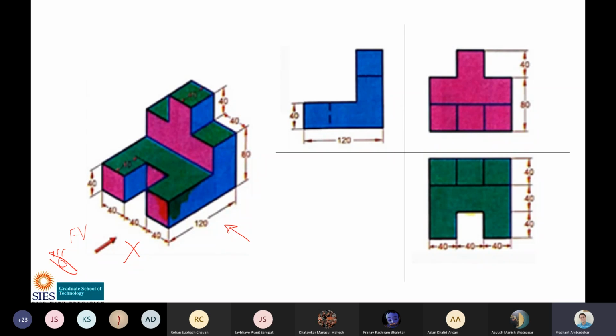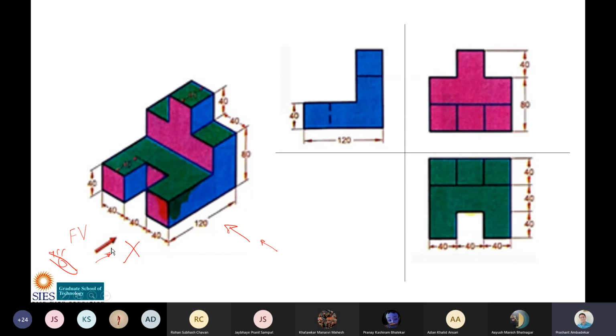See, if the arrow is not given, then what will happen? Some of the students may think that the arrow is here. Their assumption will be this. Then they will draw the front view looking from here, and the side view looking from here. Some students will assume the arrow is here, and they will draw the front view from here and the side view from here. So the answer will be correct, but then the positions of the front view and side view will be interchanged in that case. That's why that situation will not arise.